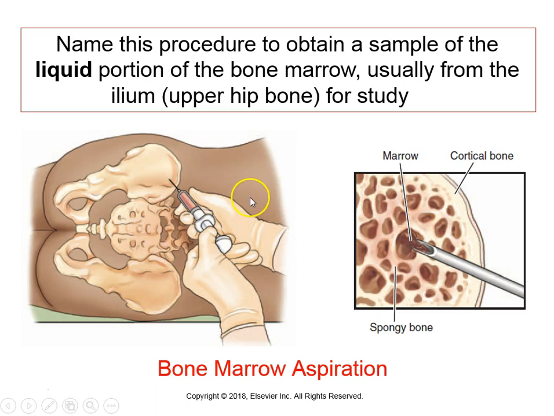Here's what a bone marrow aspiration might look like. As I mentioned, it usually comes from the ilium area of the hip because it's a rather large bone. So this would be an aspiration because they're removing the liquid portion. It would be a bone marrow biopsy if they also took a chunk of the solid portion of the bone marrow there.